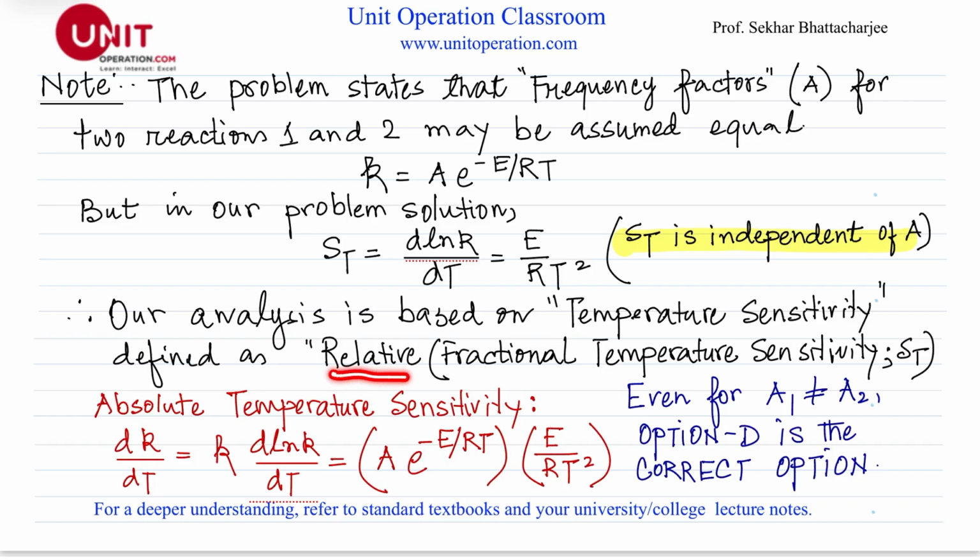If we assume relative or fractional temperature sensitivity, which is the derivative with respect to natural log of k, we can say that even if A1 is not equal to A2, option D is still the correct option. So it does not matter.